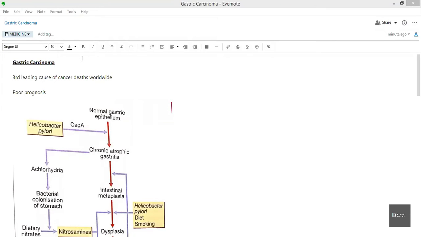Today we're going to discuss gastric carcinoma, which may not be considered such an important topic for medicine, but is definitely a very important topic for surgery. So I thought that for the sake of completion of this series, I would touch upon gastric carcinoma in the medicine section, and then inshallah we can work on it in the surgery section.